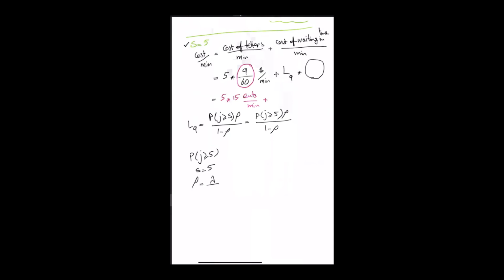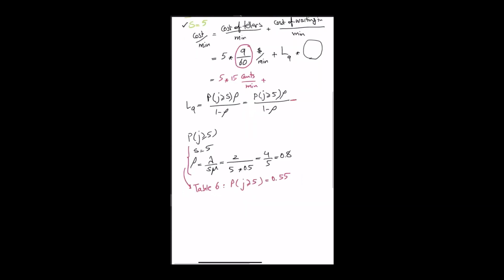Rho equals lambda over S mu. Lambda equals 2, S equals 5, and mu equals 0.5. And this is going to be 4 over 5, or 0.8. Now that I know the value of S and the value of rho, from table 6 of the textbook, the probability of J greater than or equal to 5 is going to be 0.55.